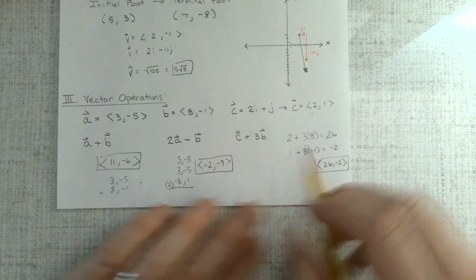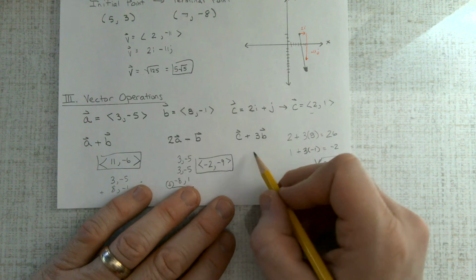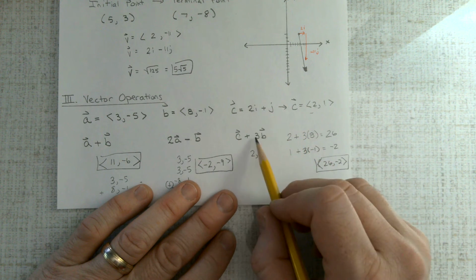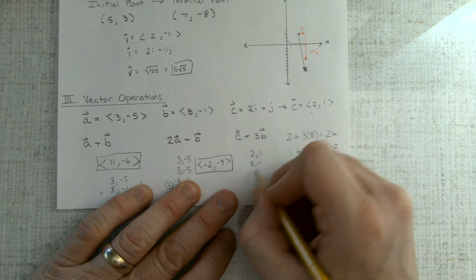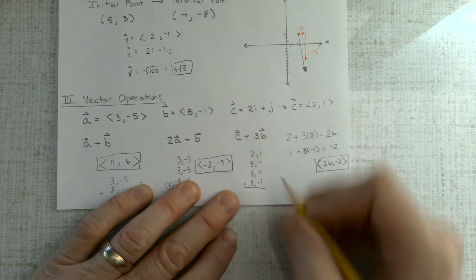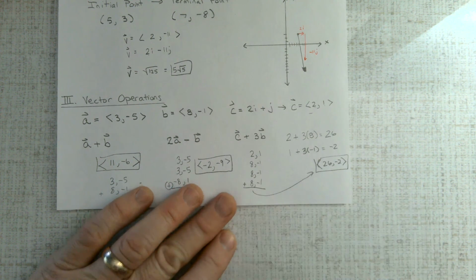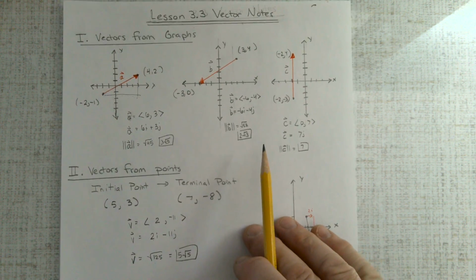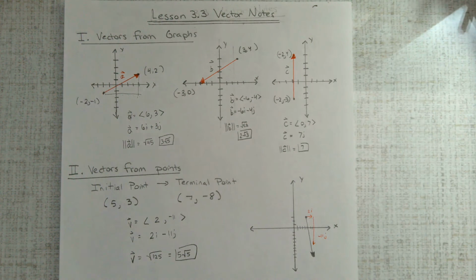Again, I'll show it to you a different way. I'm going to take the c vector, which is 2 and 1, and I'm going to add 3 b vectors: 8, negative 1, 8, negative 1, 8, negative 1. And if you do that, you'll get to the same spot right there. However you want to do it, you're just putting those vectors together. Alright, I hope this helps. This is some information on vectors, some of the basic skills you'll need to work with vectors this semester.